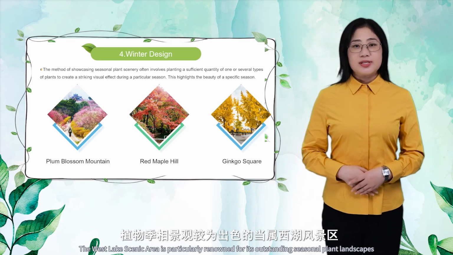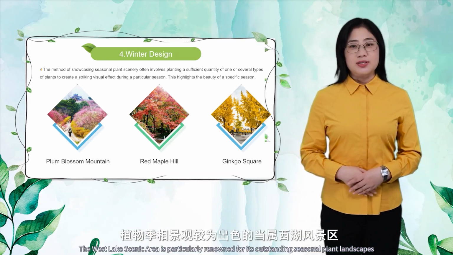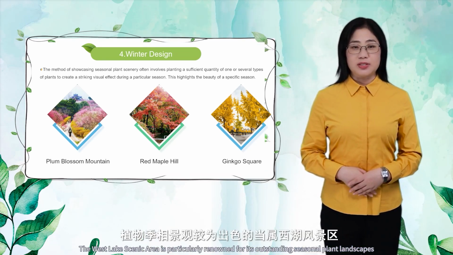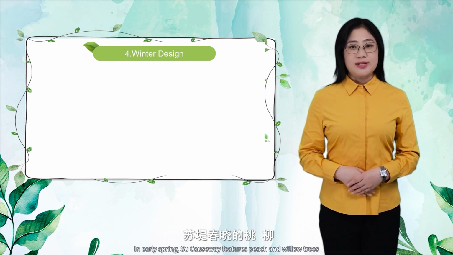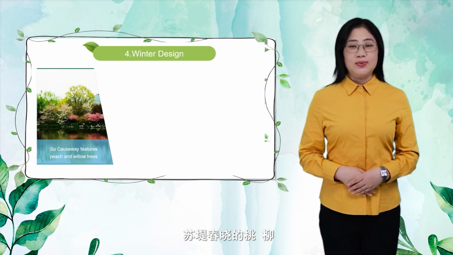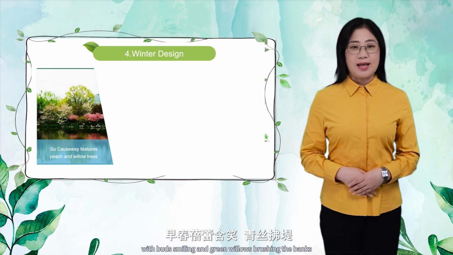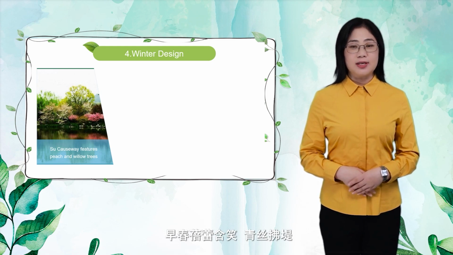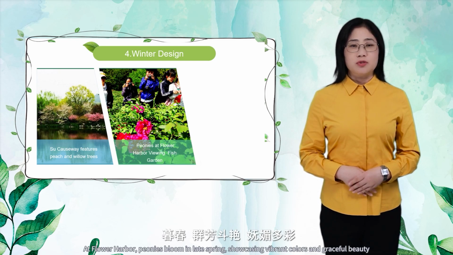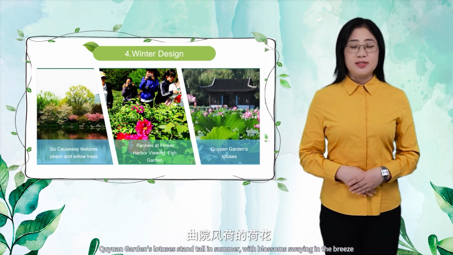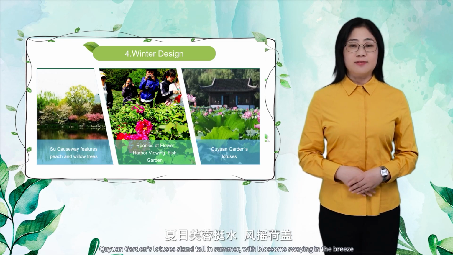The West Lake Scenic Area is particularly renowned for its outstanding seasonal plant landscapes. In early spring, Su Causeway features peach and willow trees, with buds smiling on green willows brushing the banks. At Flower Harbor, peonies bloom in late spring, showcasing vibrant colors and graceful beauty. In Puyuan Gardens, lotuses stand tall in summer, with blossoms swaying in the breeze.